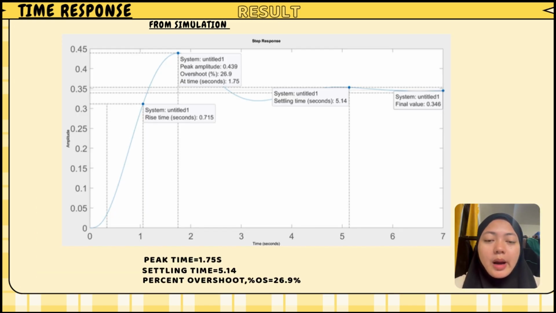Next, we move to the time response of the simulation, where the graph shows that the peak time is 1.75 seconds, while the settling time is 5.14 seconds. And the last one is the percent overshoot, which is around 26.9%.